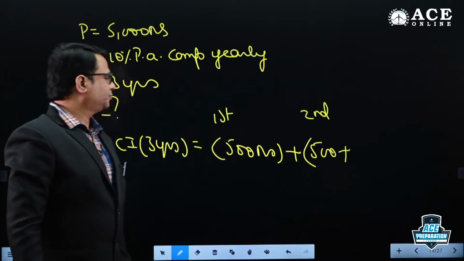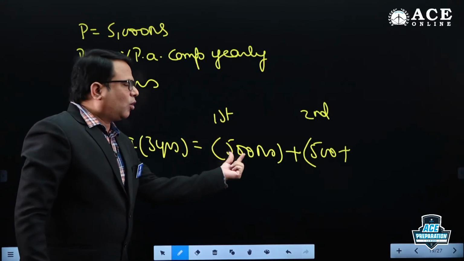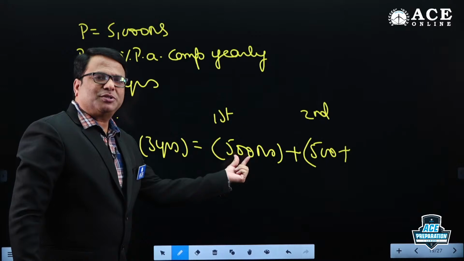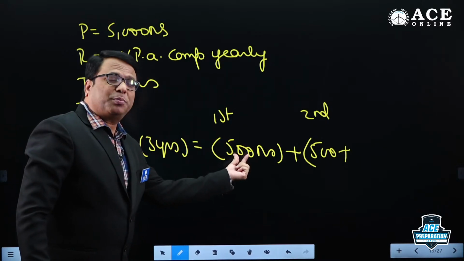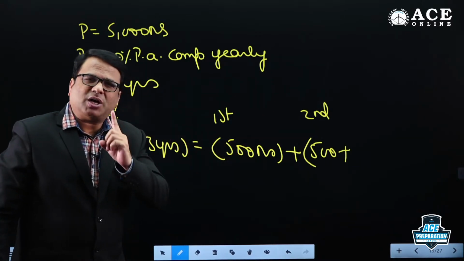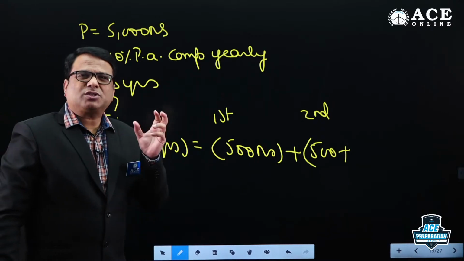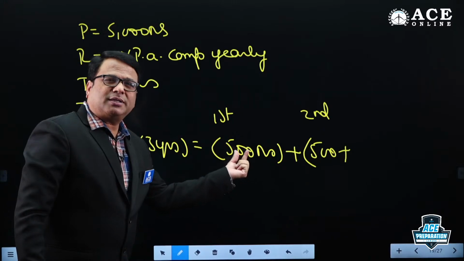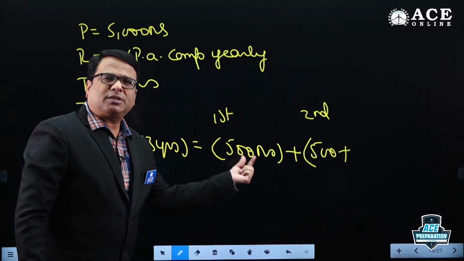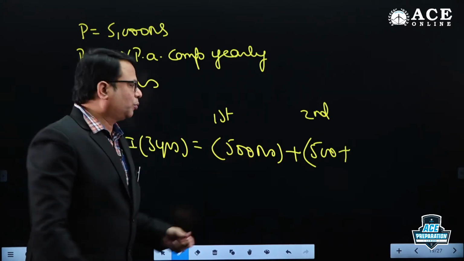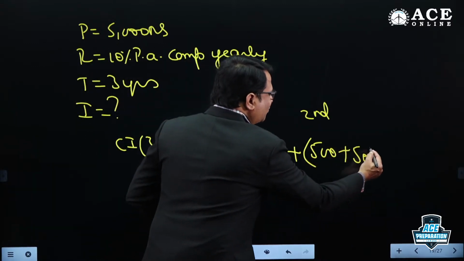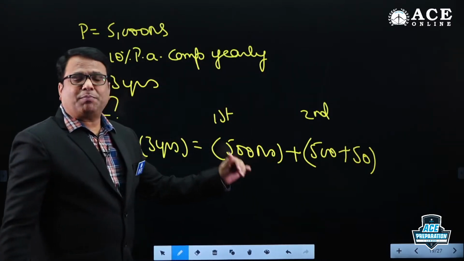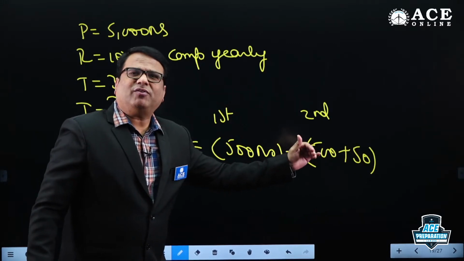Plus, how much interest did we get in the first year? 500 rupees. On this 500 rupees also 10% is charged. And 10% of 500 is how much? 50 rupees. So the interest for the second year is 500 plus 50, 550.